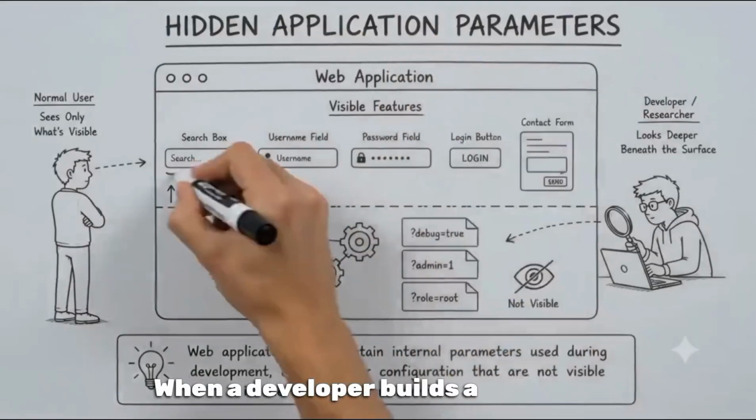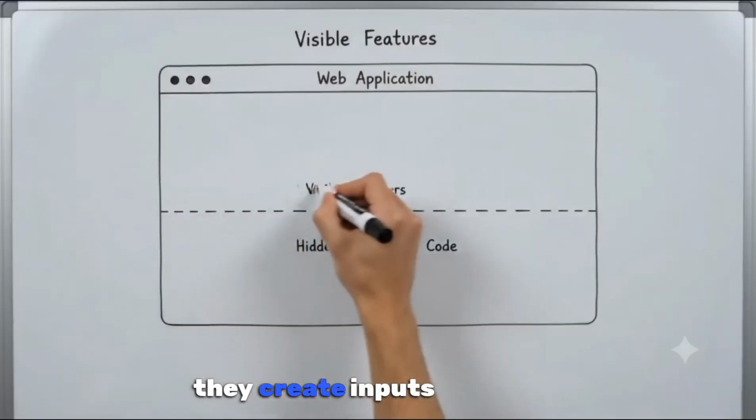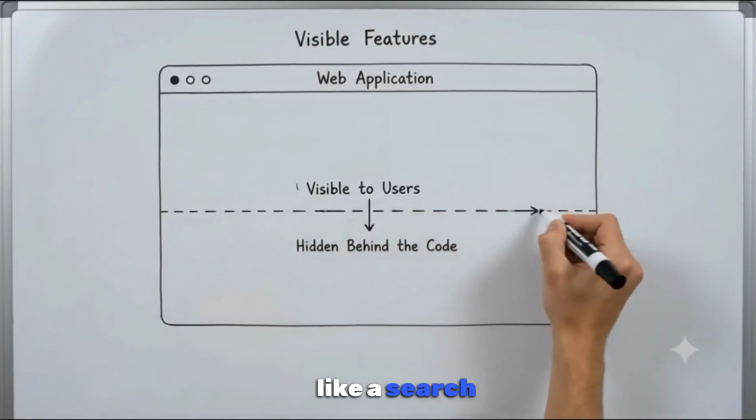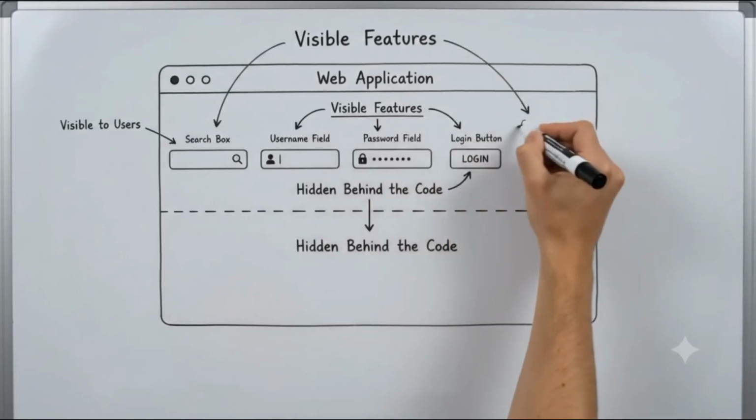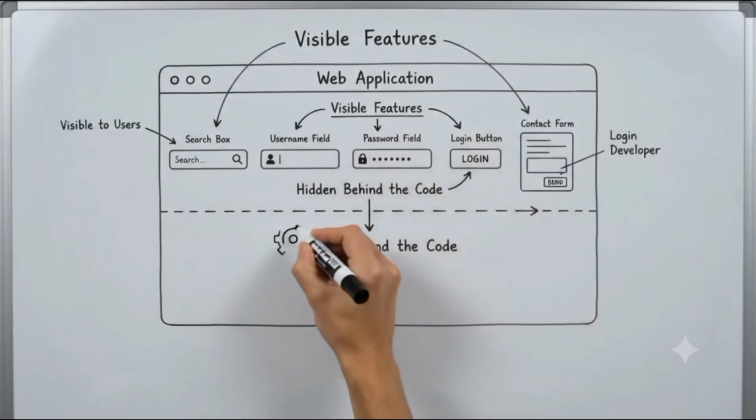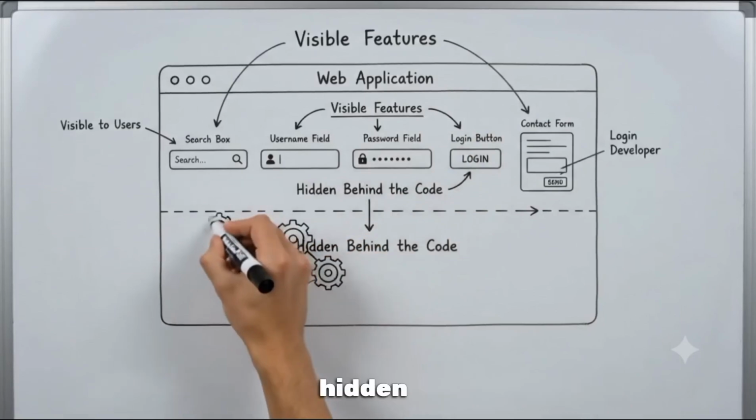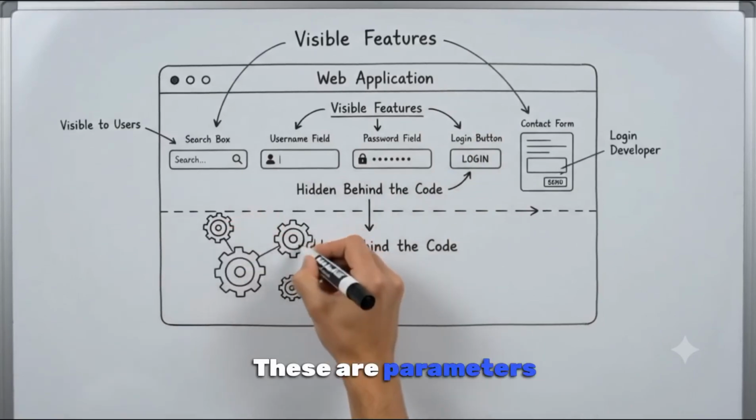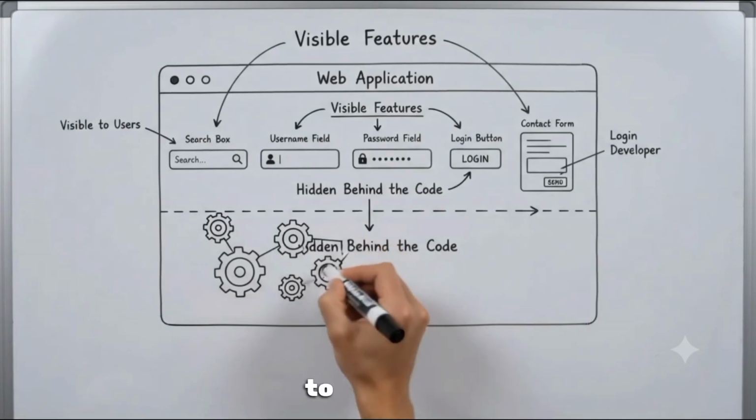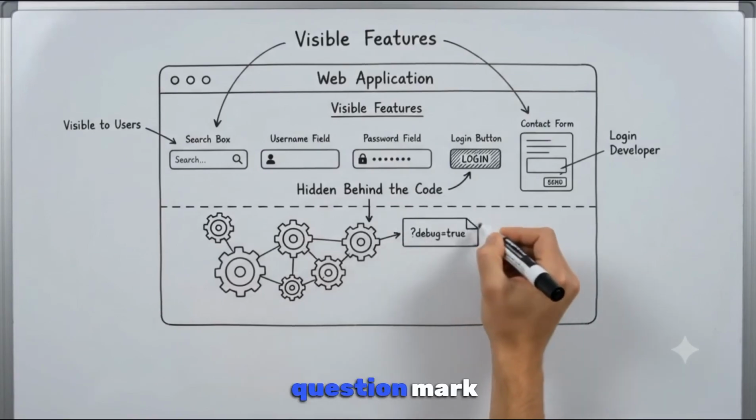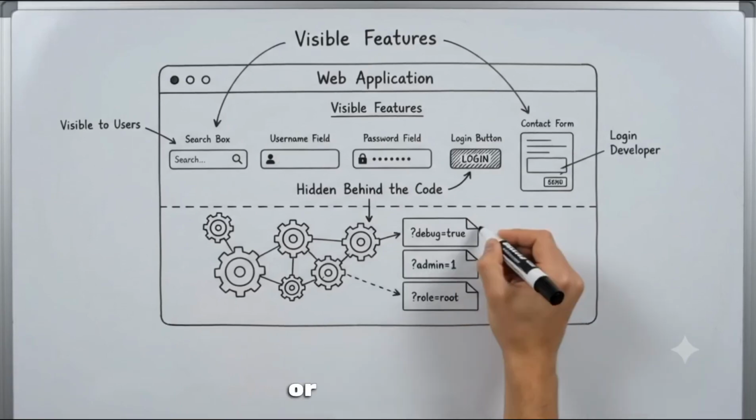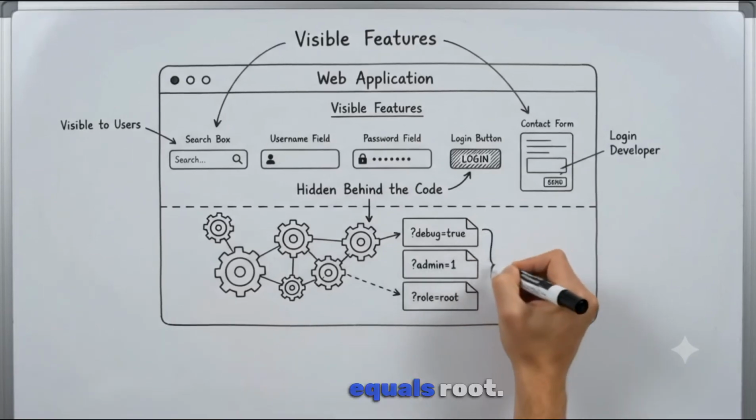When a developer builds a web application, they create inputs that you can see, like a search box, a username field, or a login button. But hidden beneath the surface of the code, developers often leave behind hidden features. These are parameters that are completely invisible to a standard user. Things like debug=true, admin=1, or role=root.